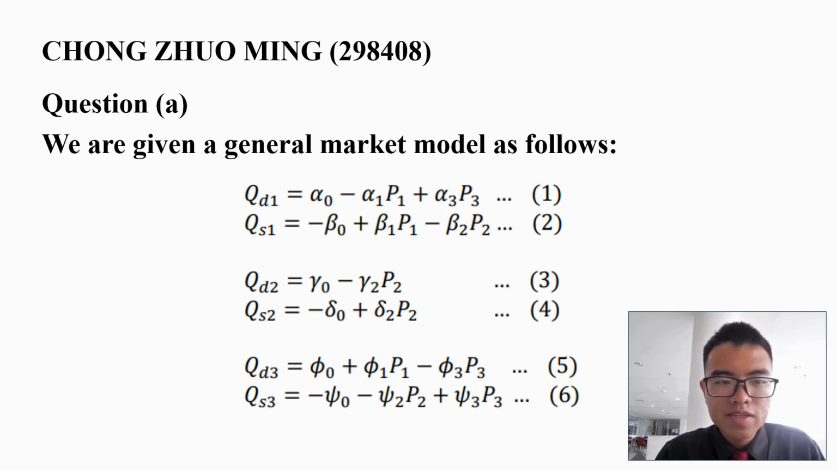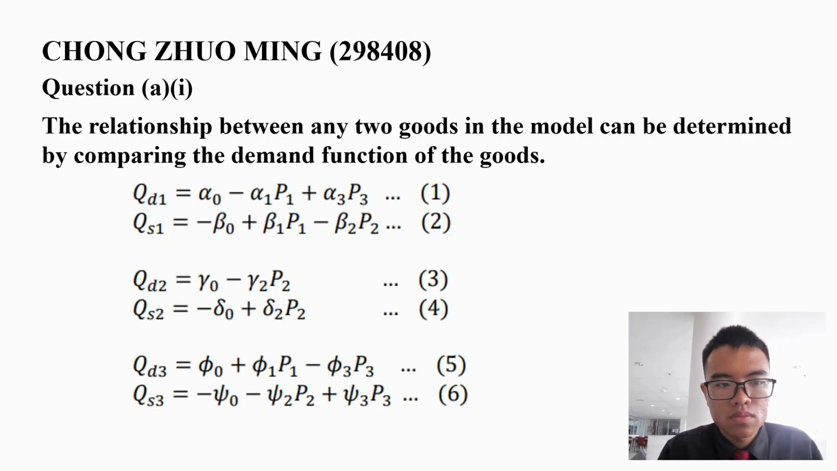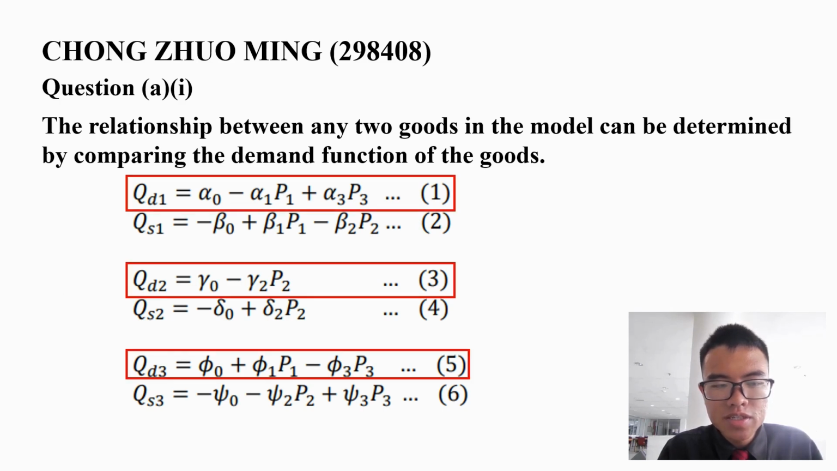As we can see, we are given a general market model as shown on the slide. The first part of the question requires us to describe the relationship between any two goods in the model and justify why. To determine the relationship between any two goods in a model, we can compare the demand functions of the goods, which are functions 1, 3, and 5.